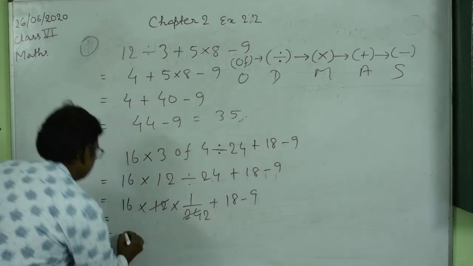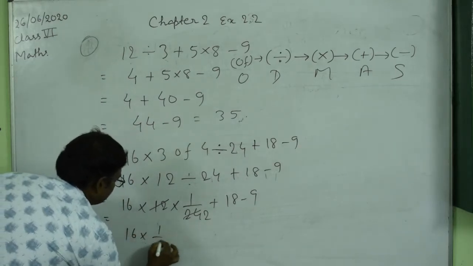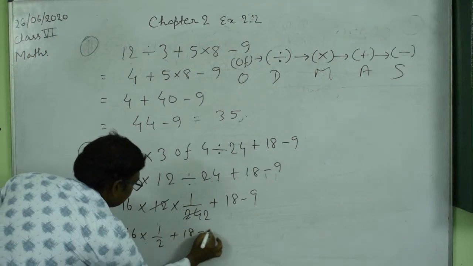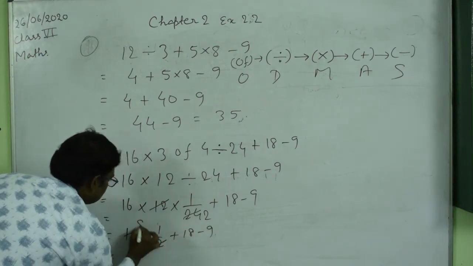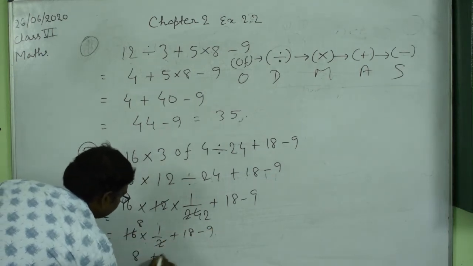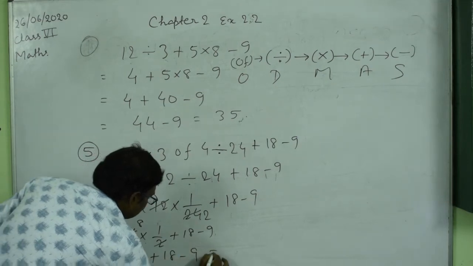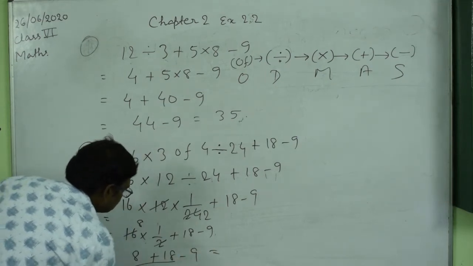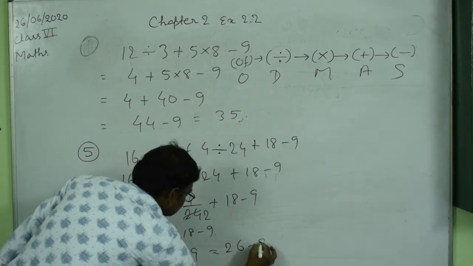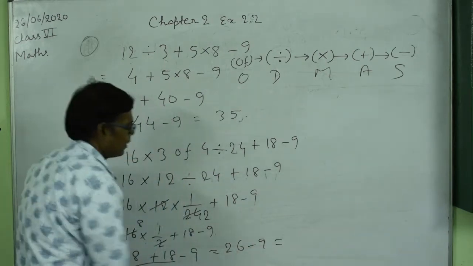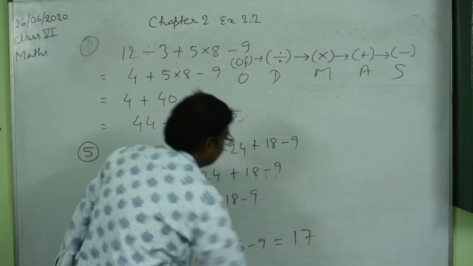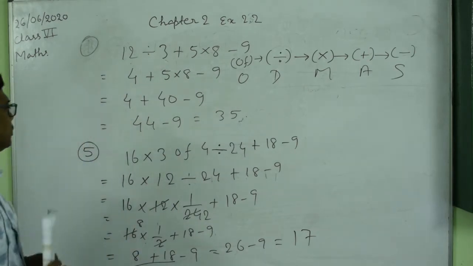Okay, so you have 16 into 1 by 2 plus 18 minus 9. So 2 eights are 16, so you have 8 plus 18 minus 9. Now here addition: 18 plus 8 is 26, minus 9. Now subtraction. Then you have here 17. So this is the answer of this question.